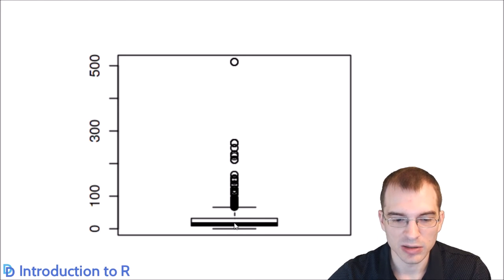But we can see that the box plot is actually squashed very small because there's these points that are way, way higher than normal, like these outlier points.